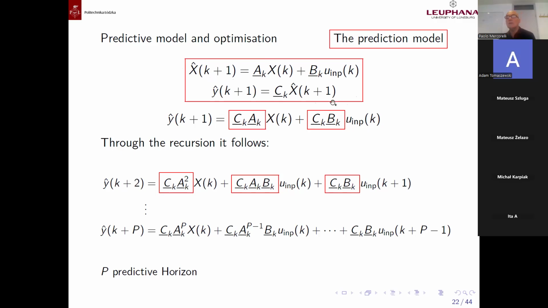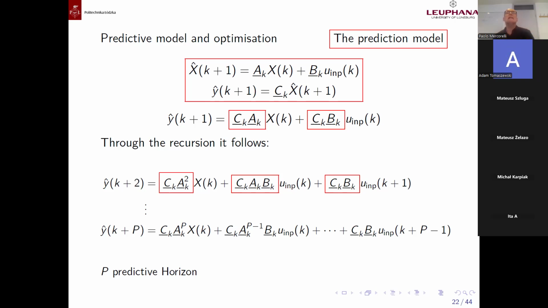And also here, if I want just one part of the state, if I want to control just one part of the state, for instance, as I told you, the second state, omega, it is enough to multiply the predicted state by Ck, and I will obtain the output. Now, I can predict also more steps ahead, remember.